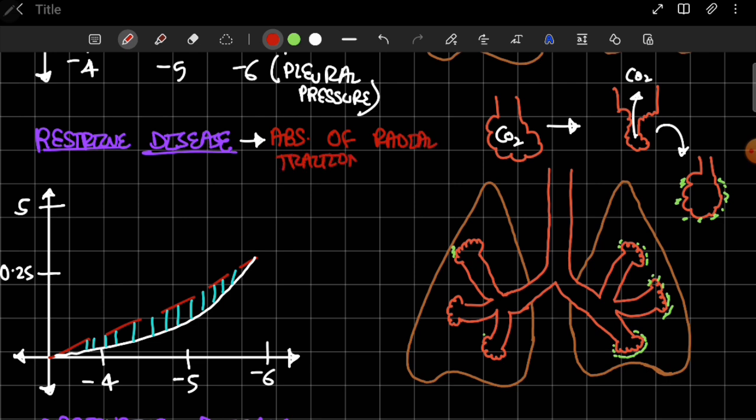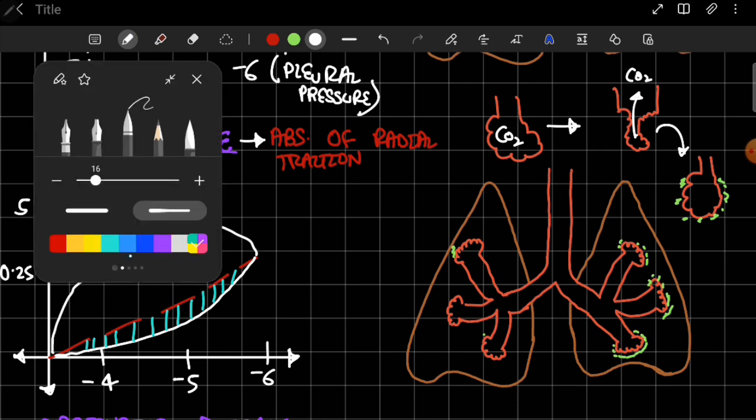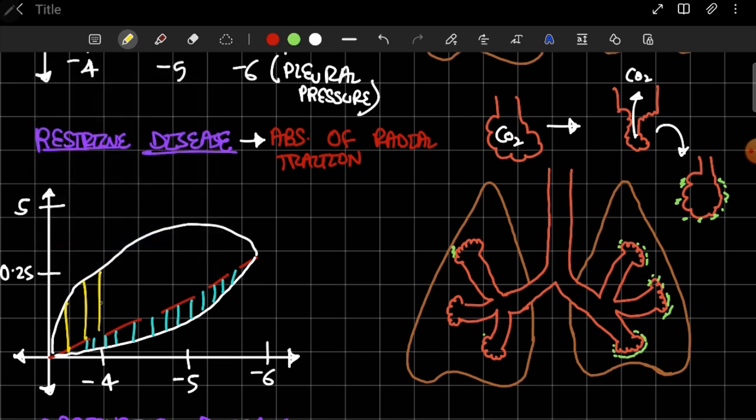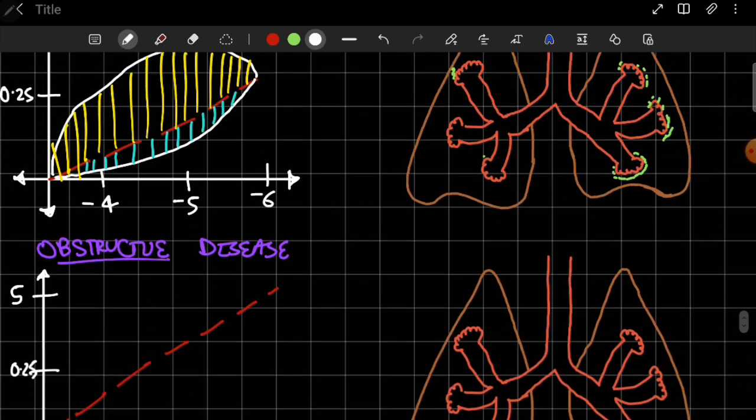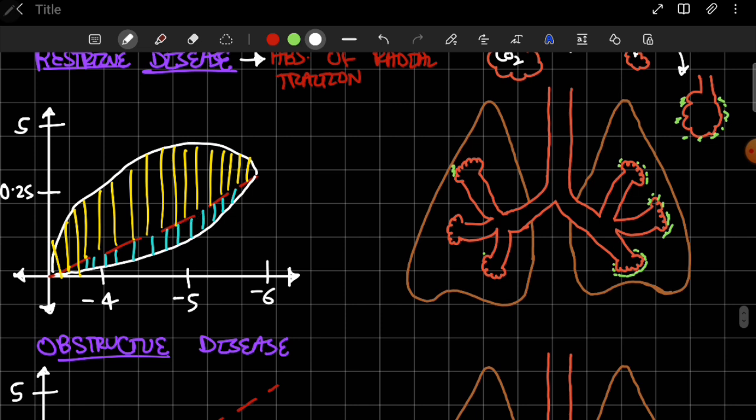So what will happen? The elastic work of bringing the lungs back to normal position will increase maximally. So the elastic work increases in restricted disease. Why? Because bringing the lung to its natural position is tough, and the flow resistance is normal. Why? As the air is entering the alveoli, it is normal.